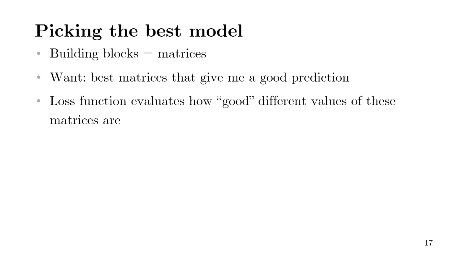How do I pick the best model? Well, the first thing that we need to agree on is these blocks in real life, these are matrices. So matrices that have numbers in them. So how do I pick the best configuration of these matrices? What are the values of these matrices? We pick them by defining something called a loss function. And this loss function will tell me, for an arbitrary model, how good does that model perform? So how well does it allow me to predict my target label?